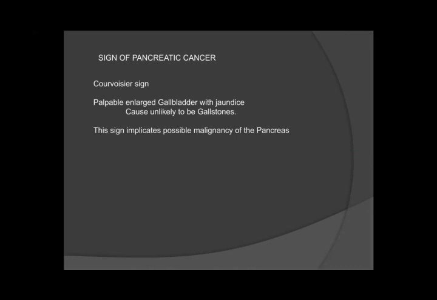ठीक है, why can it be confused with gallstones as well or an obstructive picture? Because it causes an obstructive jaundice. And as you saw earlier, the bile that is being drained from the gallbladder passes through the pancreas as well via the pancreatic duct before it empties into the second part of the duodenum. So if there's a pancreatic cancer, most likely in the head of the pancreas, it causes an obstructive jaundice, right? So along with that, if you have a palpable and large gallbladder with jaundice, it is unlikely to be gallstones, and this sign implicates that there's a possible malignancy of the pancreas involved.